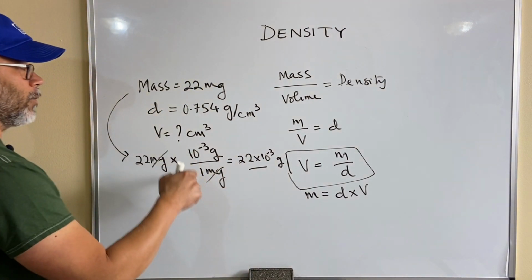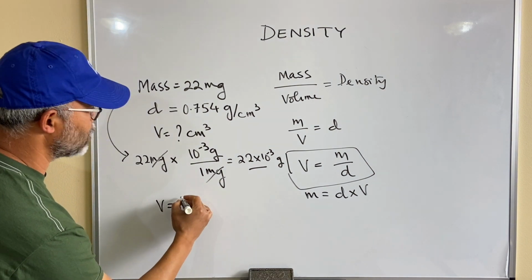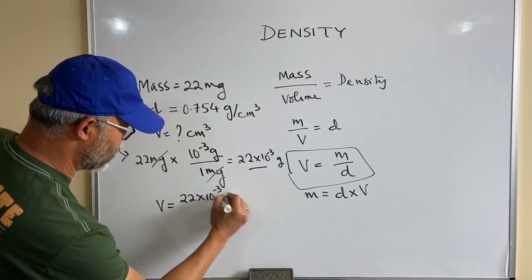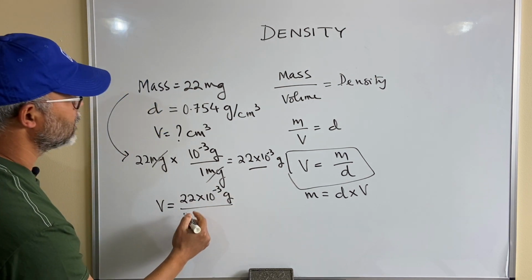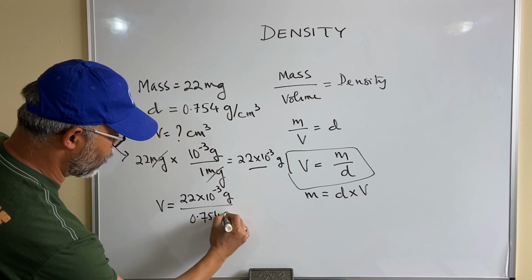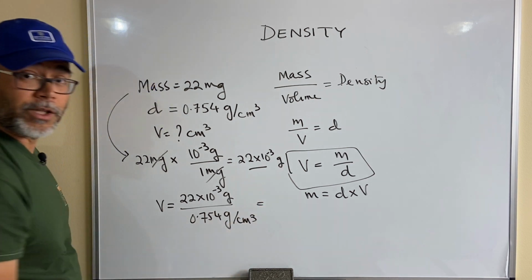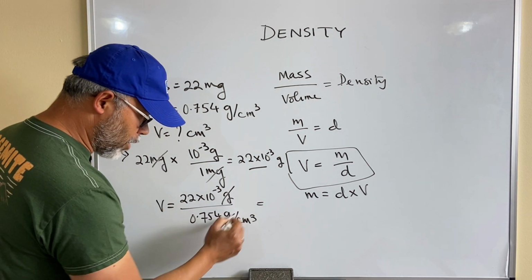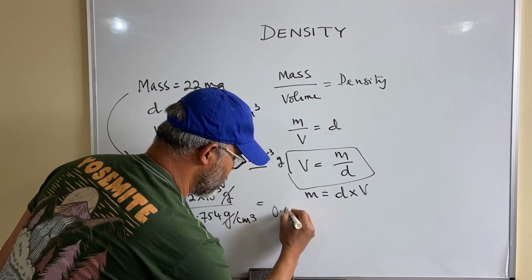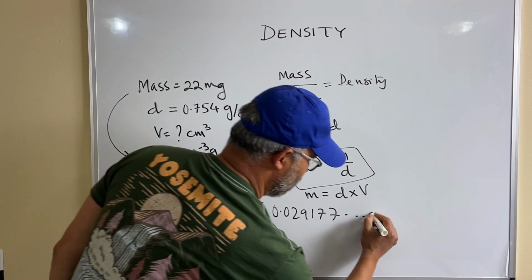Now we'll take this value and we'll plug it into this equation out here. So volume is equal to mass, so that's 22 times 10 to the negative 3 grams over the density, which is 0.754 grams per centimeter cube. And if you solve for this, you should get the answer in centimeter cube because grams cancels out. So we get 0.029177 and goes on, centimeter cube.